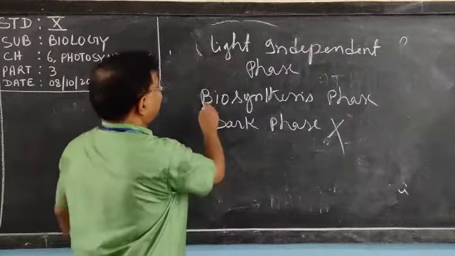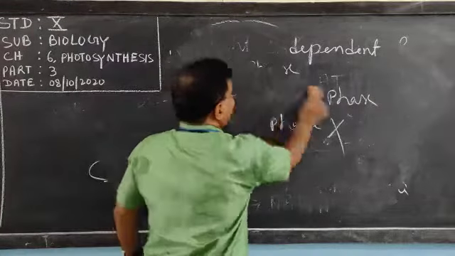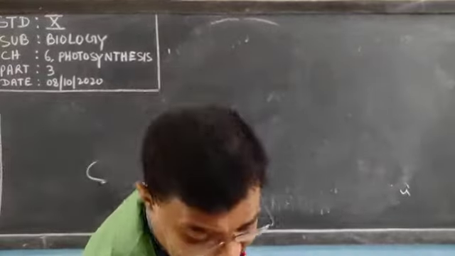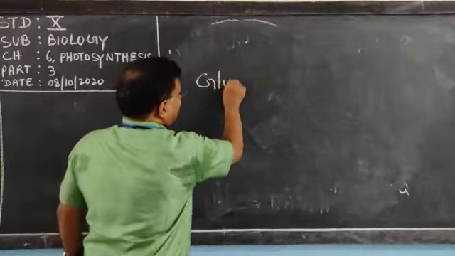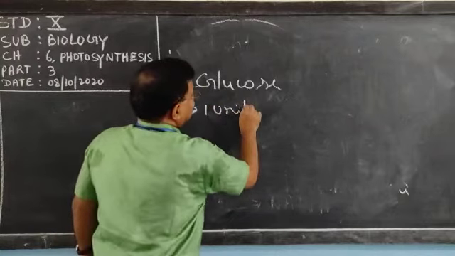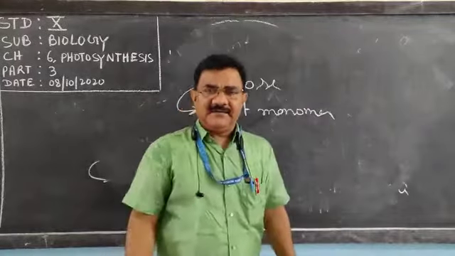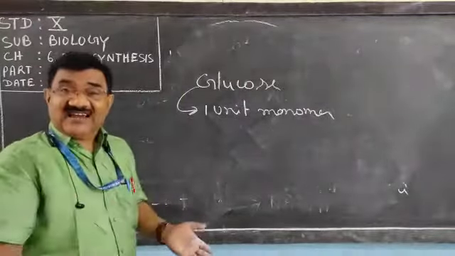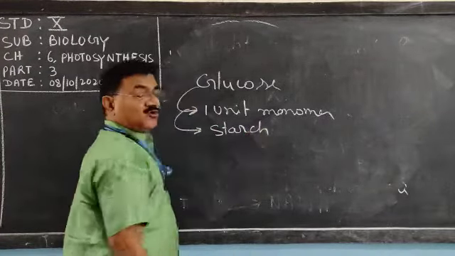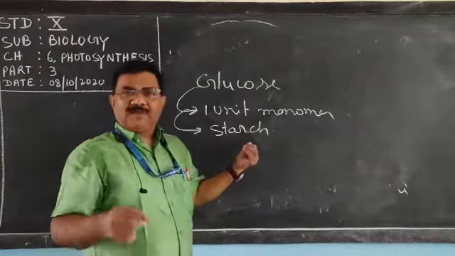Bio, you know, is related to living, and synthesis means formation. What is done? The end product of photosynthesis is glucose, and whatever glucose is formed, that glucose is a monomer. One unit is known as a monomer. It will be consumed by the plant according to need, and whatever extra is left will be converted to starch, and starch is the stored food material in the plant.